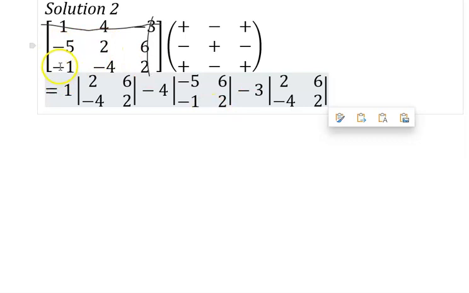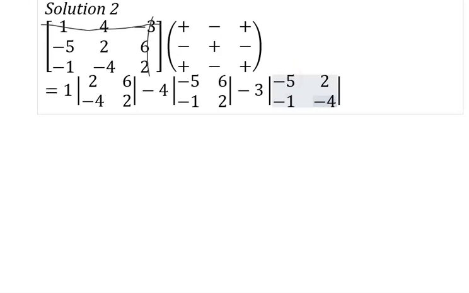Minus 5, 2, minus 1, minus 4. Let's check it out. Minus 5, 2, minus 1, minus 4. Awesome. So that means we are done with this as well. Beautiful. So we can now solve as usual our determinant.